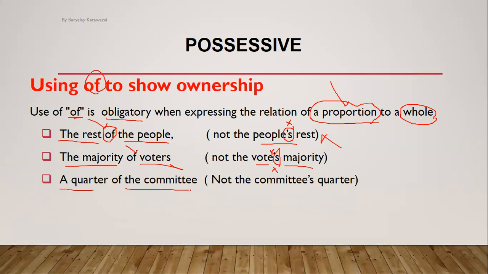You don't say Rubia's committee or Jeremiah's committee. So the committee is the whole, and a quarter is a part of it. What should you use? Of. But you don't use apostrophe s. You don't say that. Committee's quarter, no. Quarter of the committee, correct.